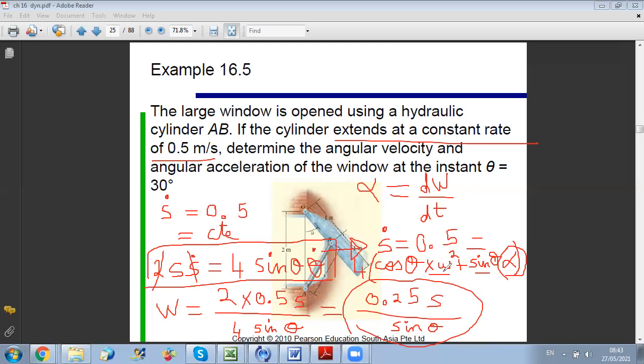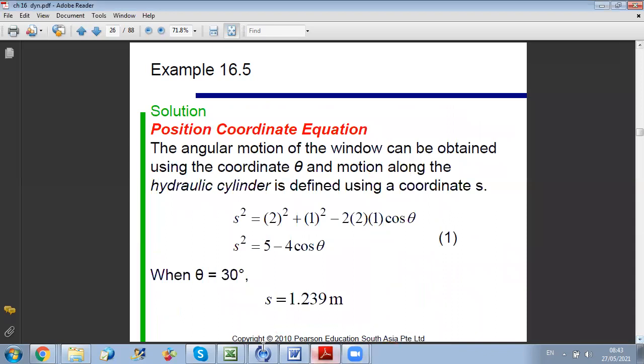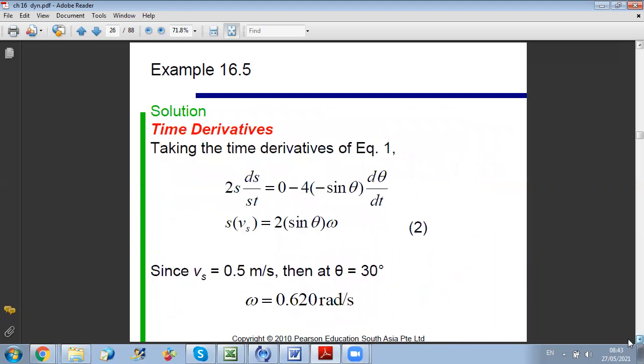Any question on the derivation here? So we can see in summary together again what they did. First we apply the cosine law to get S as a function of theta. In particular at theta equals 30, we can replace to get the value of S. Then we derive the relation with respect to time.